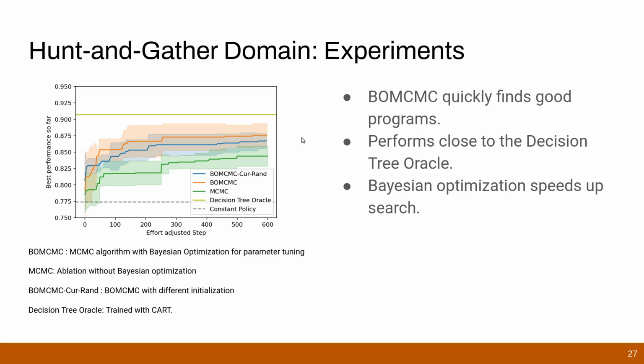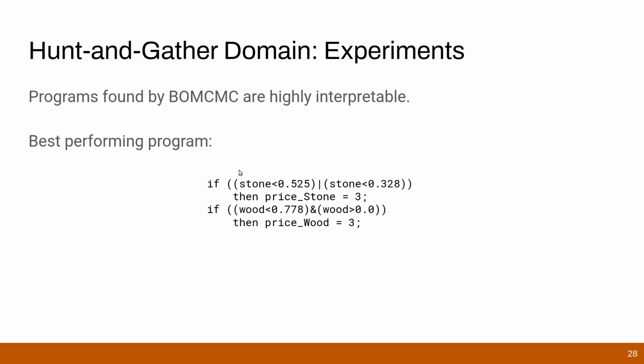We now benchmark our approach with and without Bayesian optimization for parameter tuning and compare it to a decision tree oracle that is trained using the CART algorithm. We find that it is able to quickly find programs that perform close to the oracle. Additionally, we see that the Bayesian optimization step dramatically speeds up the search. And last but not the least, we find that the programs we obtain are highly interpretable. It's easy to see that the best performing program shown here raises the price of a resource when it's scarce, like the program that we saw earlier.